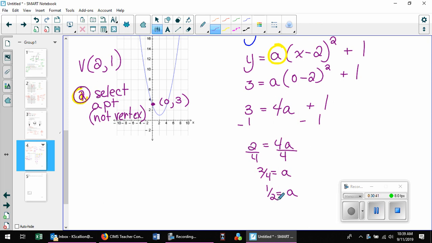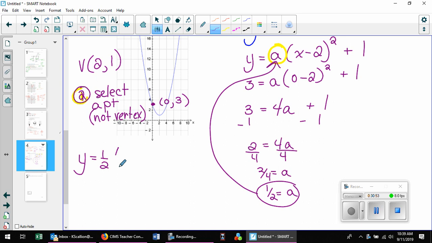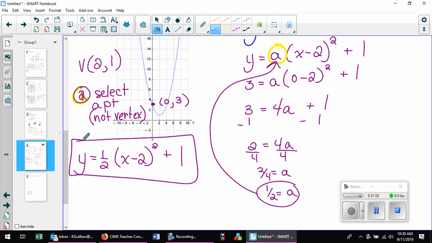All right, now you can't leave it like that. We've got to write the equation. So we're going to take our 1/2 and substitute it back in. So my equation is going to be y equals 1/2 bracket x minus 2 squared plus 1. That is the equation of that graph. So not too terrible. You just got to find that other point and choose wisely, or you'll cry a little. These ones always trip you up. I guarantee you this will be on your quiz, and I guarantee you it will be on your exam. Hint, hint, nudge, nudge.